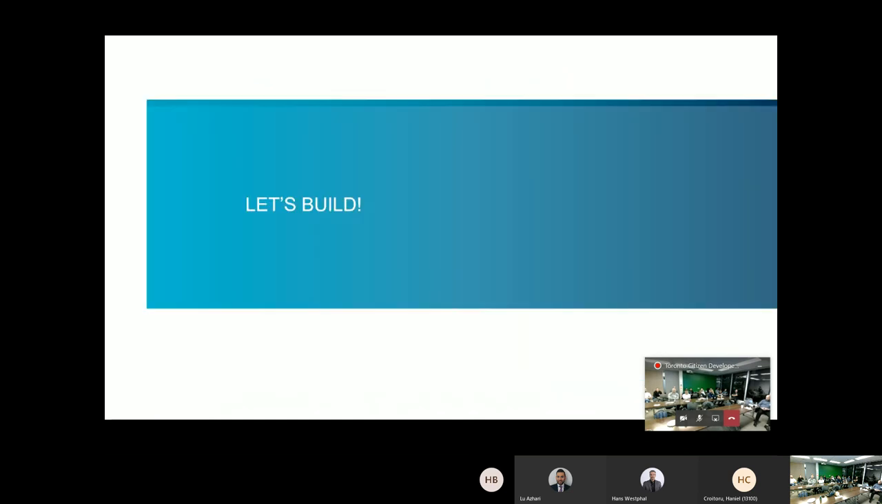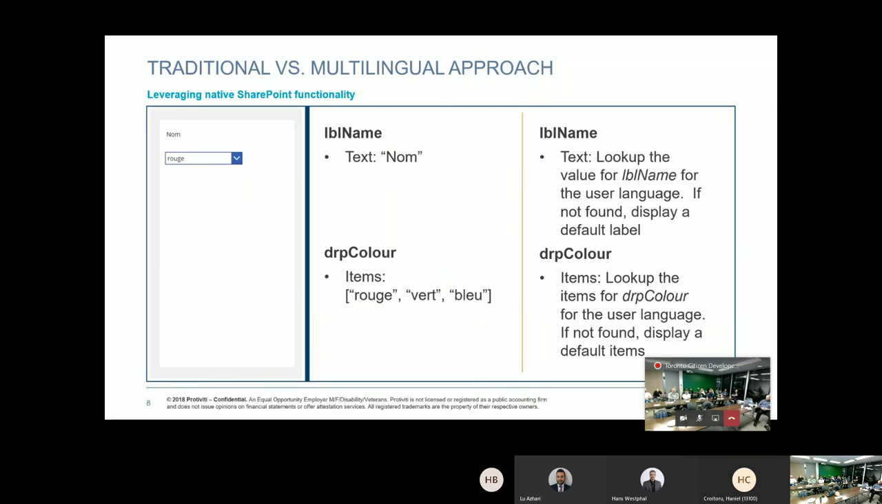In the new way, I'm actually going to be doing lookups into my data. I'm going to say, give me my label for my current language. And if I don't find it for whatever reason, give me some default text, something that tells me something has gone wrong, which means I have to go yell at marketing because they forgot to add the language. And then for the drop-down colors, I do the same thing. I say, look up the colors that I need based on my language. Give me that list. I'm done.